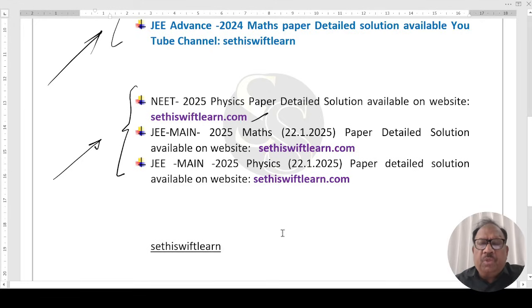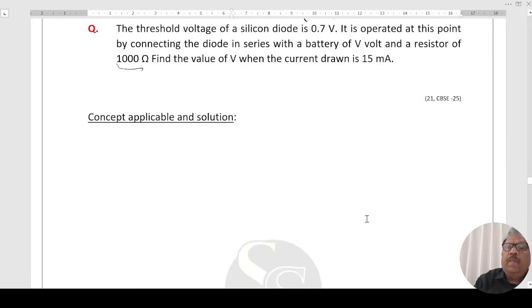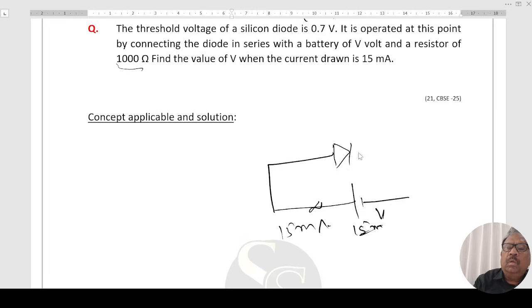Now let's start with the question. The threshold voltage of a silicon diode is 0.7. It is operated at this point by connecting the diode in series with a battery of 3 volt and a resistance of 100 ohm. Find the value of V when the current drawn is 15 milliampere. This is V. Current is 15 milliampere. This will be 0.7 volt.